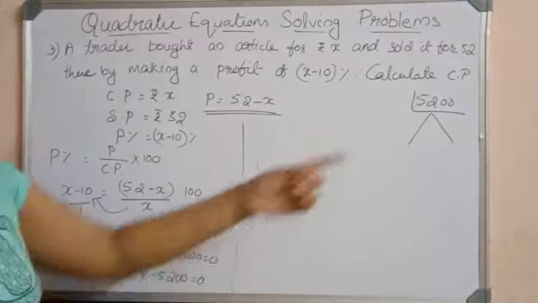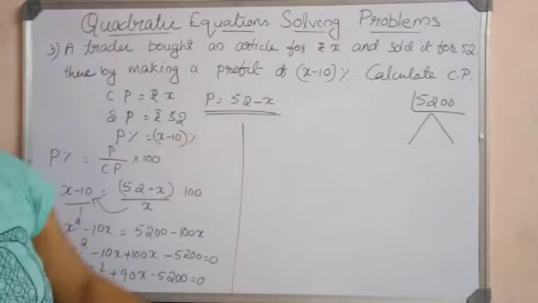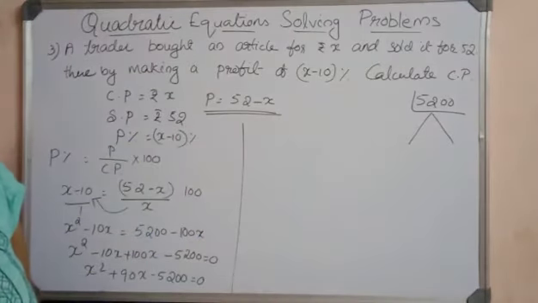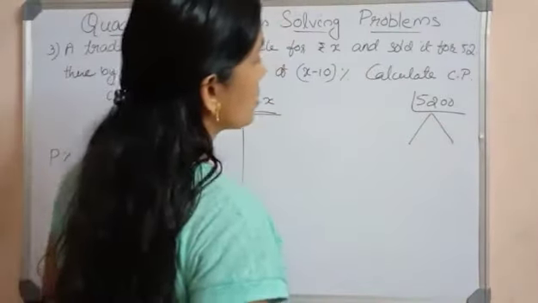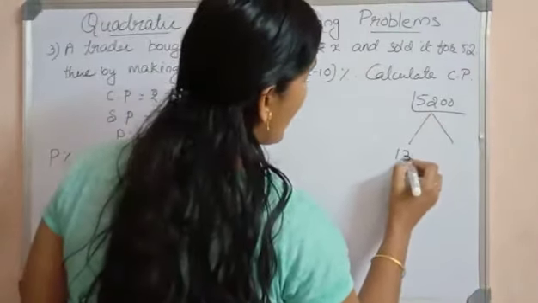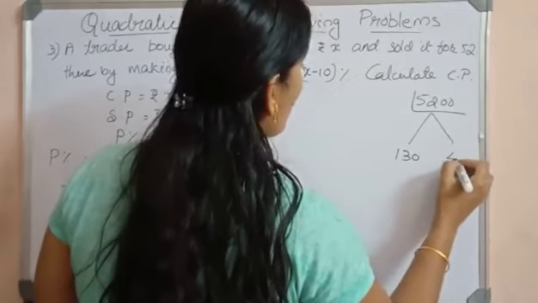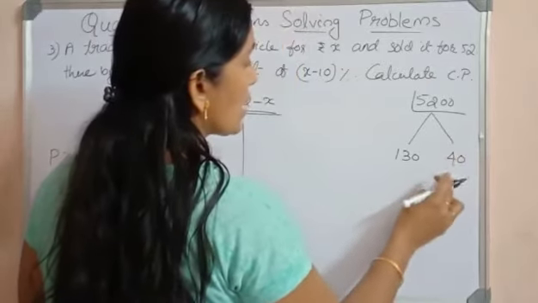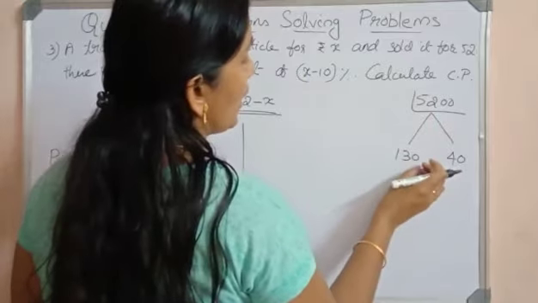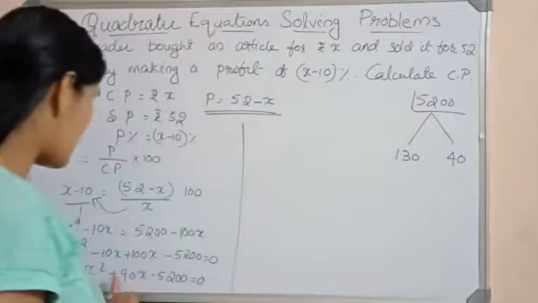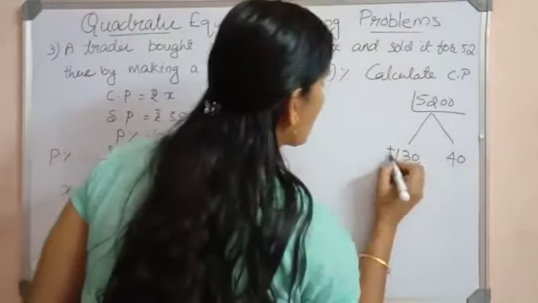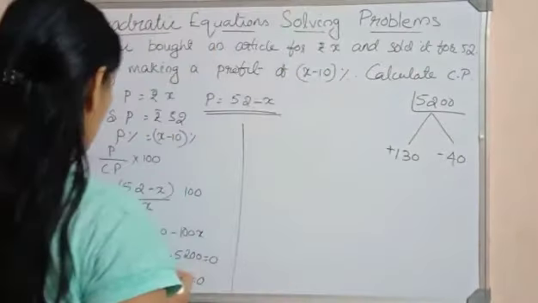Here when we are factorizing 5200, we will get this as 130 and 40. So you know that 13 fours are 52. 52 and 2 zeros is 5200. So these two numbers we will get. Since 90 is positive, the greater number is positive, and 40 is minus 40.